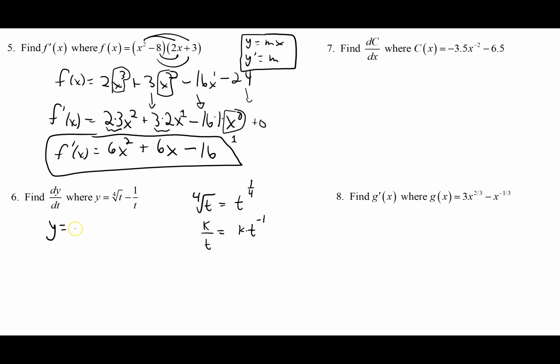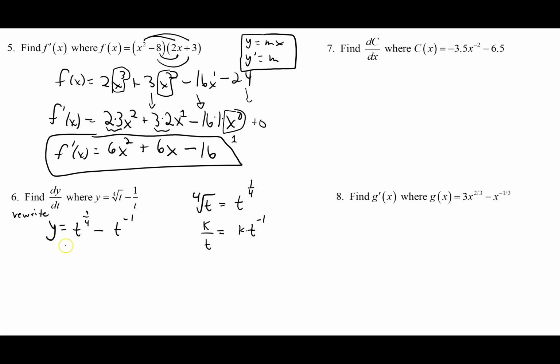Rewrite y first. Do an algebra step. Call it t to the 1/4 minus, this would be t to the -1. No need to say 1 times that. Just leave it as t to the -1 instead of 1 times t to the -1. So this is the rewrite of the function.